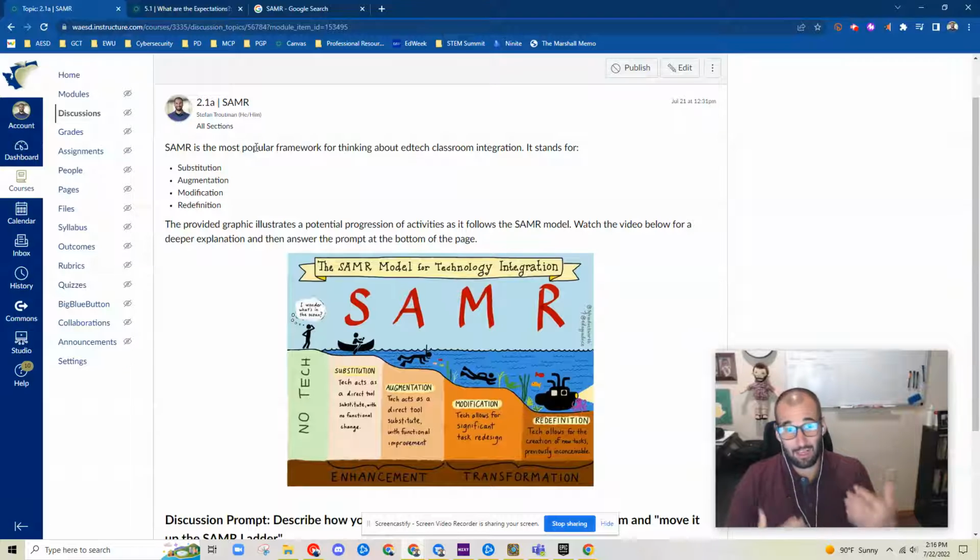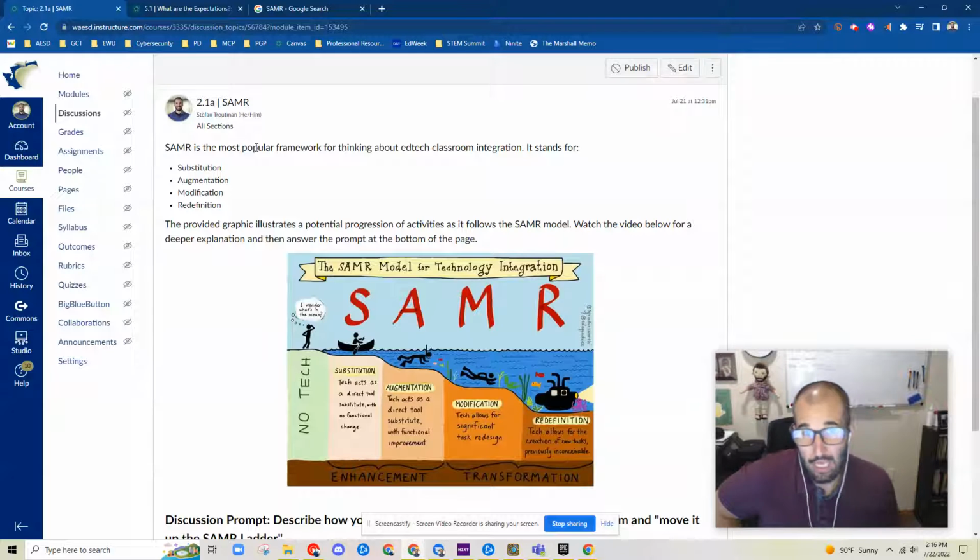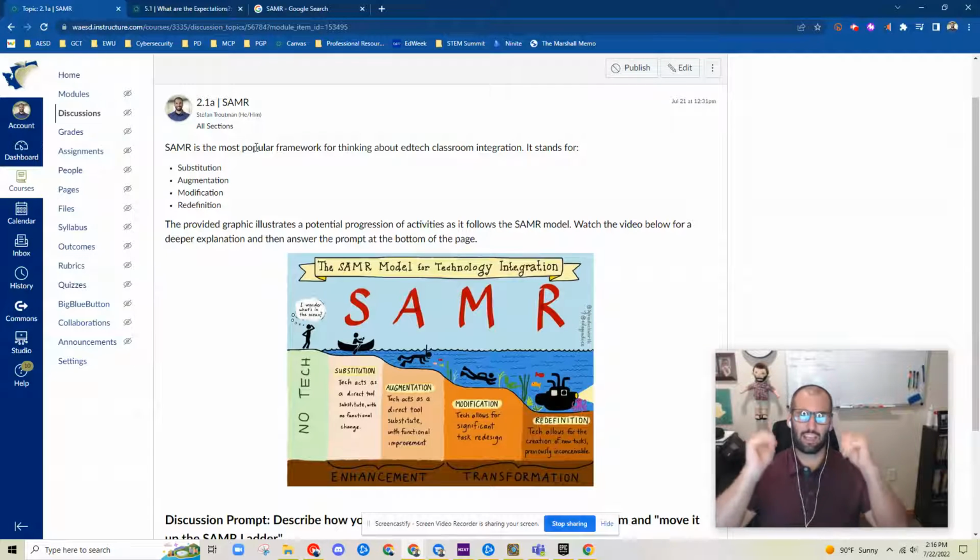Again, I call it the SAMR ladder. I'm not the only one that calls it that, but that's the way I like to think about it because you're kind of working up this degree of difficulty or comprehensive education. It is not a rubric. There's nothing wrong with substitution. There's just a time and place for all of those things.